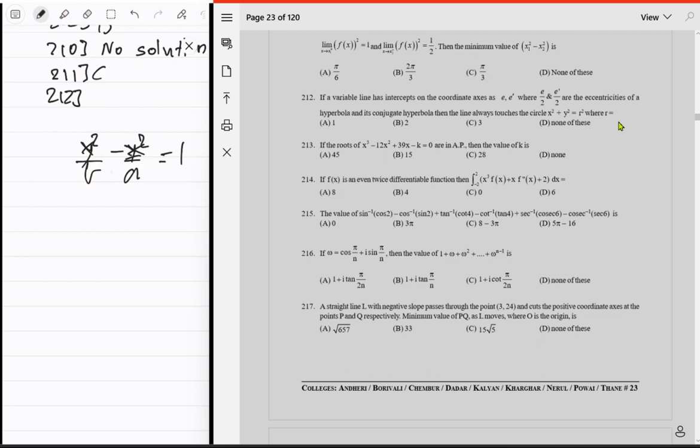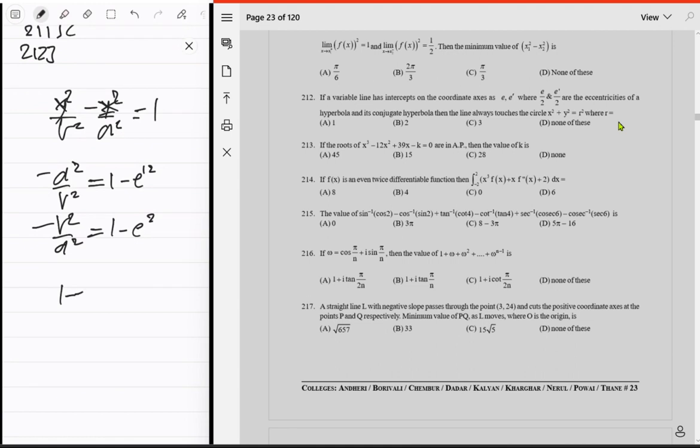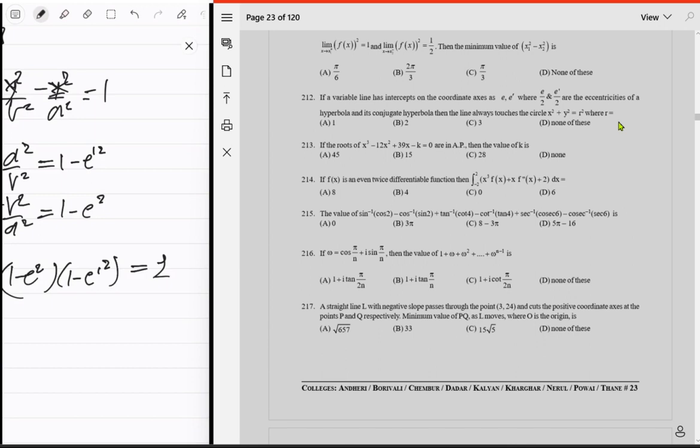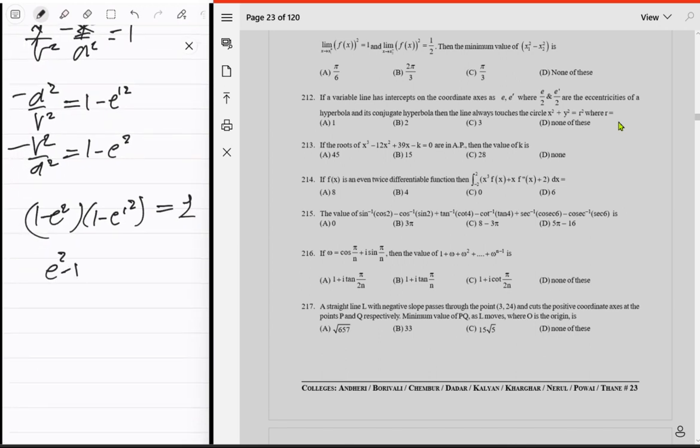Yeah. So what does this mean? Okay. So like what? Negative of a square upon b square is equal to 1 minus e dash square, and then negative b square upon a square is equal to 1 minus e square. So multiplying, the formula is like minus e square times 1 minus e dash square is equal to just 1. Awesome. Or you can say e square minus 1 and then e dash square minus 1 is equal to 1. Okay, what do we have to do? The intercept is this. Wait a minute, upon 2.